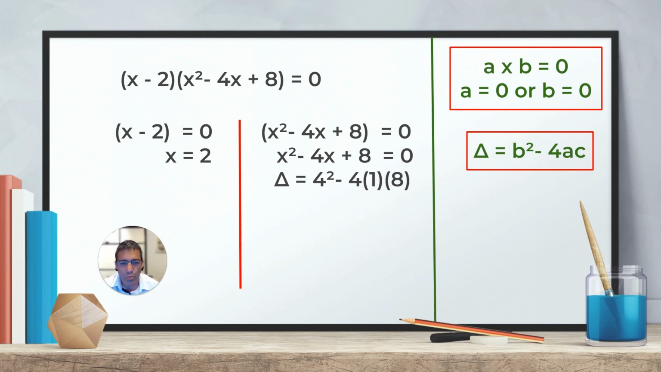Minus 4 times 1 times 8, so 16 minus 32. And lo and behold, we get a negative value for delta, and delta is supposed to go under a square root in the quadratic formula. And so when you get a negative value for delta, that's the end. There are no solutions. We're done.